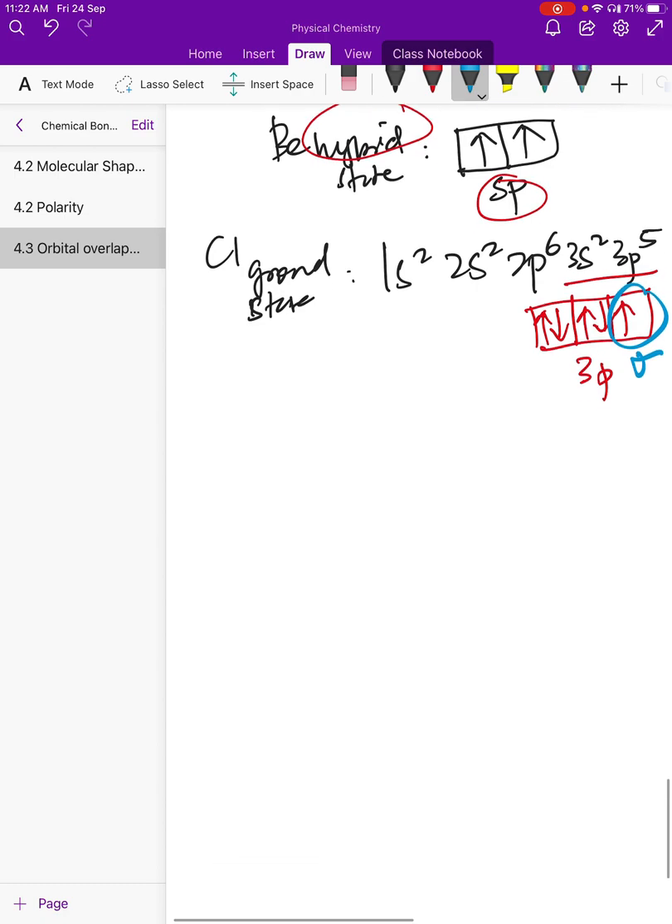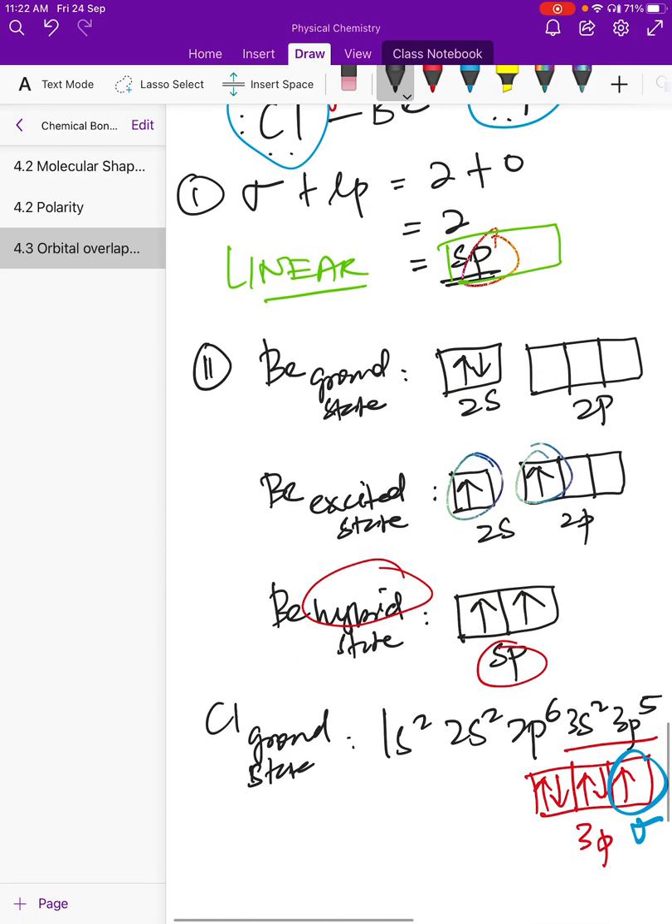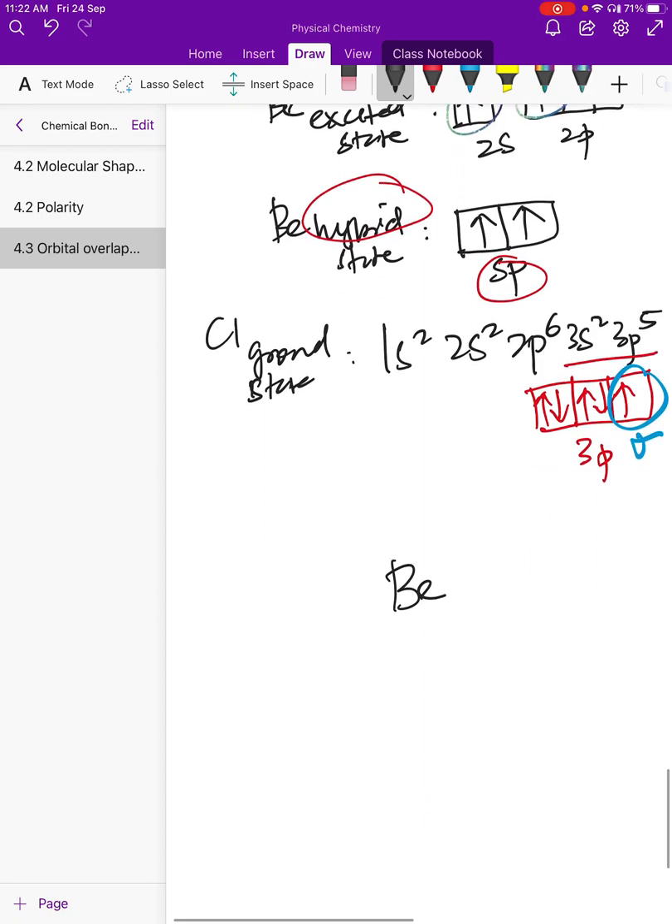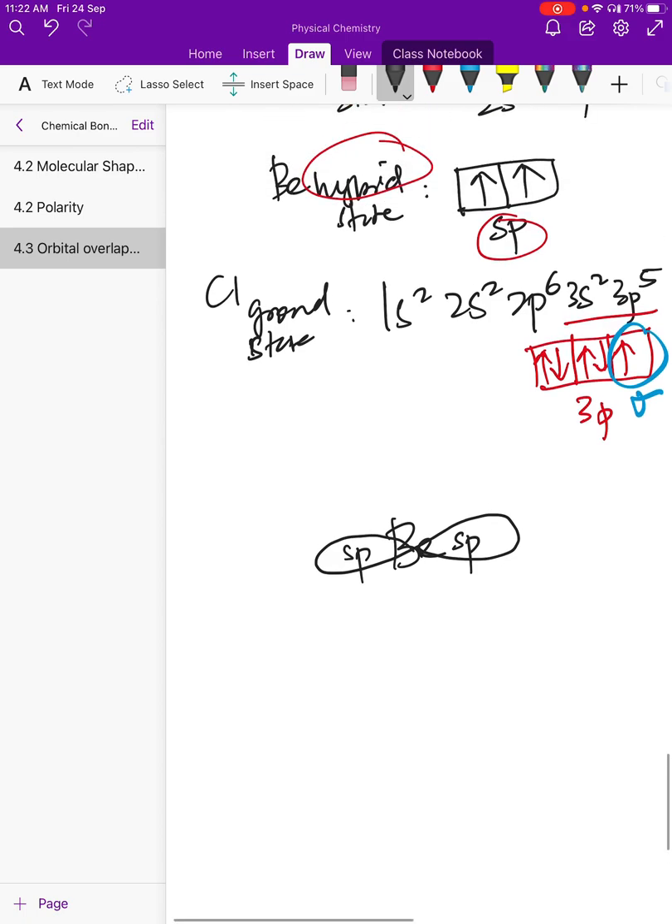So now we can get a drawing. So beryllium at the center, and what is the geometry? Is linear. sp is linear. So we draw a linear shape, okay? And then do not forget to label the lobes as sp. It's linear. We must draw in the linear format. Now, how about this one?